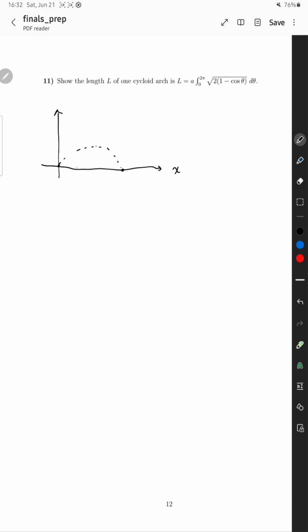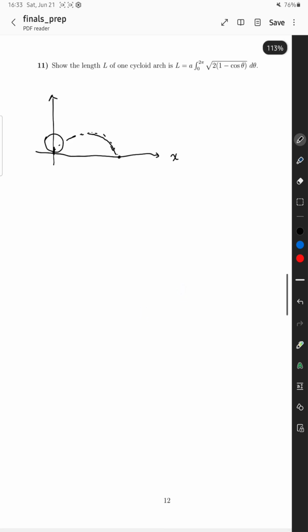So you can assume the x-axis is where the circle is rolling, and as it rolls past the x equals 0 point, this point travels in this fashion. You can imagine if there was a pointer over here and that pointer was tracing this path, this would be the path we'd get.